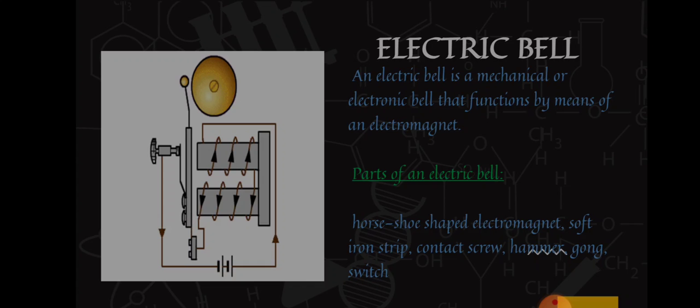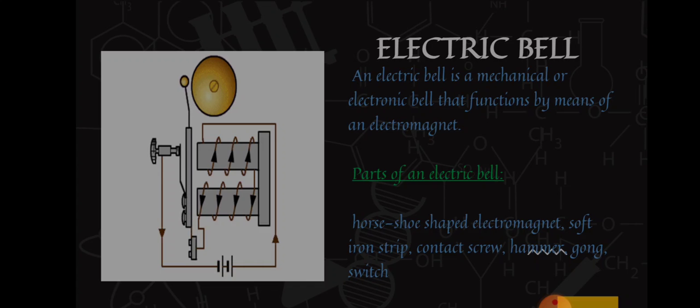So here are the parts required. As you see in the diagram, there is one gong on which the hammer is striking. First is the gong, second is the hammer. This hammer is attached with a handle, or should I say a soft iron piece. This soft iron piece is further attached with a screw, meaning it is going to come in contact with the screw and then disconnect. So this is a screw.